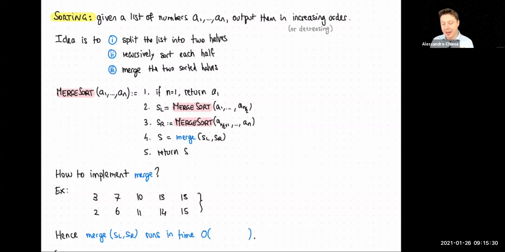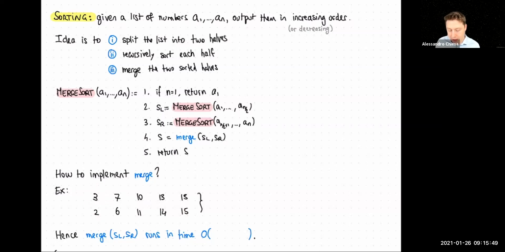So I can look at the leftmost element of both lists. Here's an example of two sorted lists. Let's say this top one is SL and this bottom one is SR, right? This is in order, that's in order. They're just not merged yet.